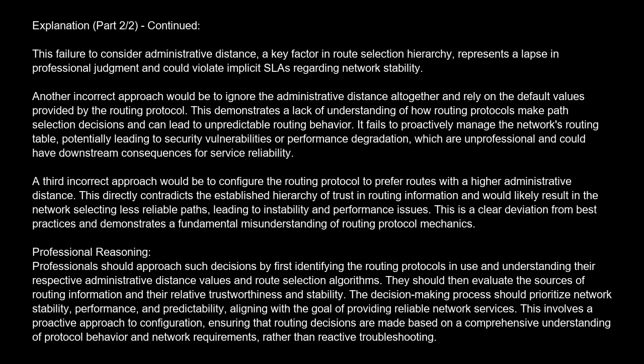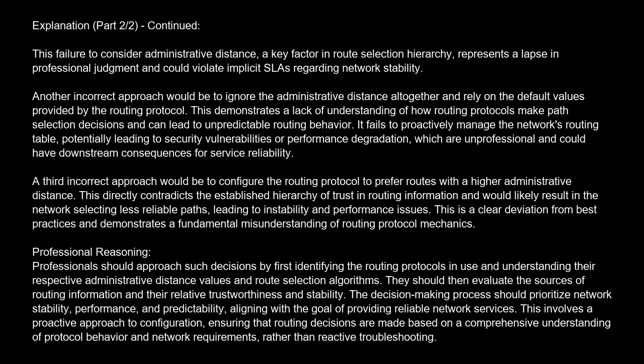A third incorrect approach would be to configure the routing protocol to prefer routes with a higher administrative distance. This directly contradicts the established hierarchy of trust in routing information and would likely result in the network selecting less reliable paths, leading to instability and performance issues. This is a clear deviation from best practices and demonstrates a fundamental misunderstanding of routing protocol mechanics.